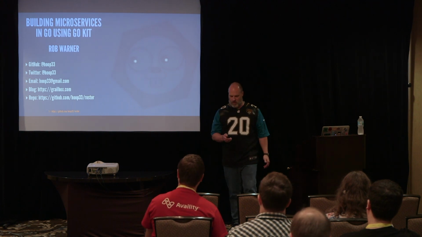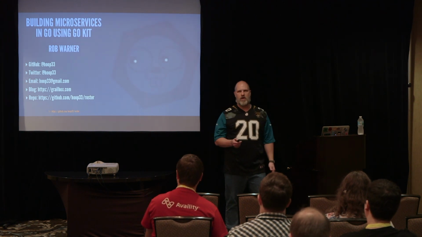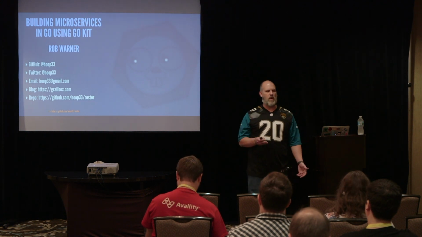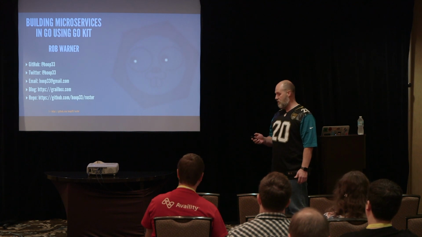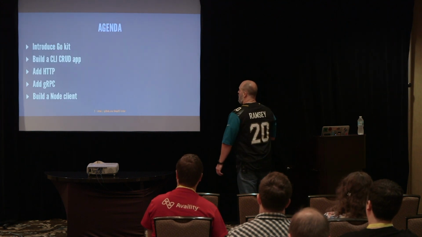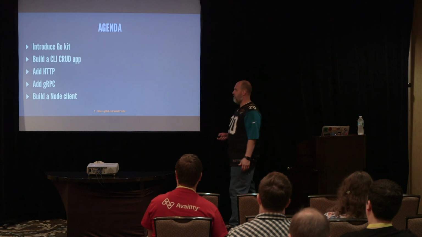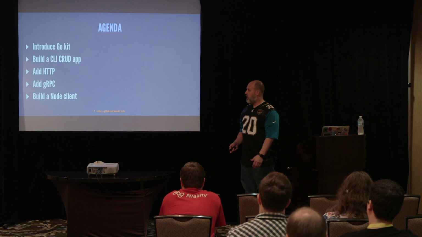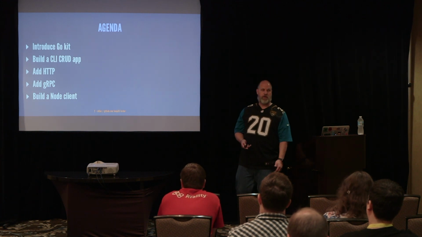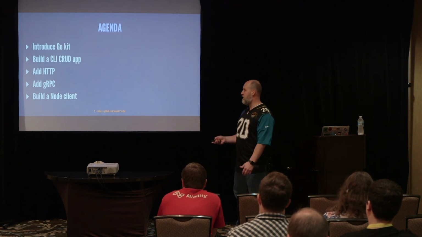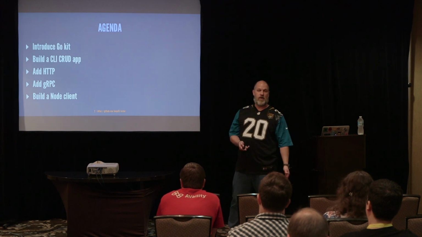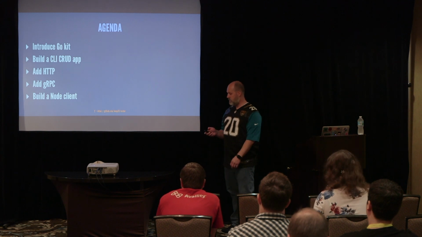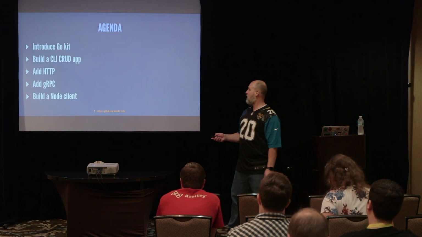All right. So we're going to step through a lot of code samples. I think you'll find that there'll be some things that look a little strange. We'll walk through those things. There'll be a lot that looks familiar. So we're going to introduce GoKit. We're going to build just a CLI CRUD app. We're going to add an HTTP layer to it. We're going to add a GRPC layer to it. And then we're going to build a Node client. And that'll be the opportunity for all of you to giggle at my Node skills, because they're not very good.